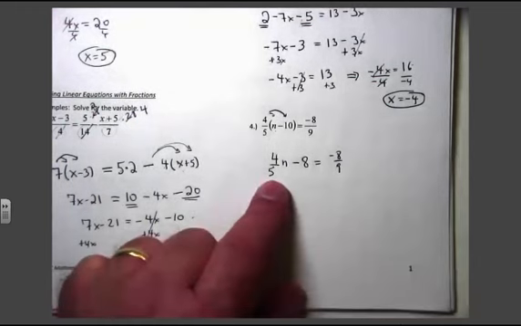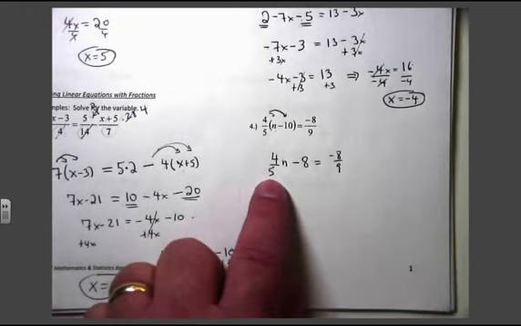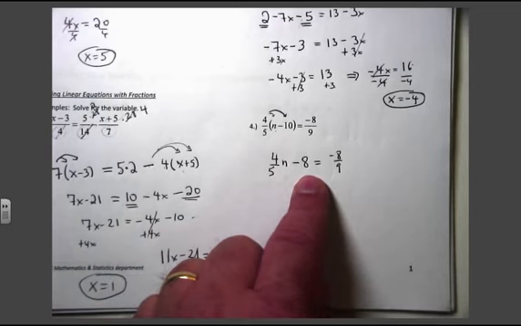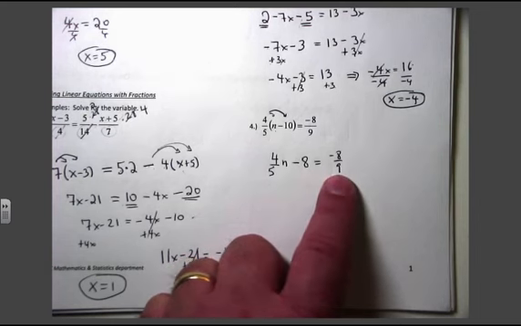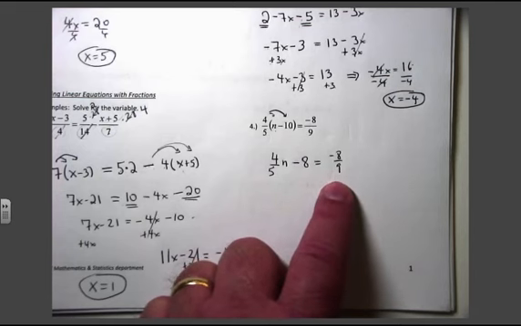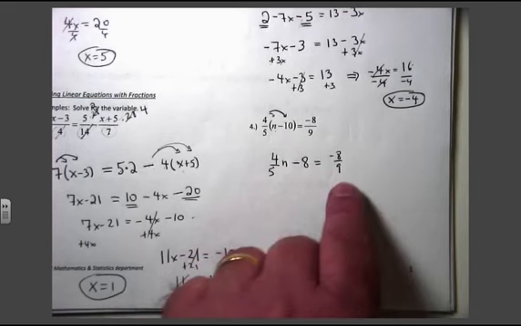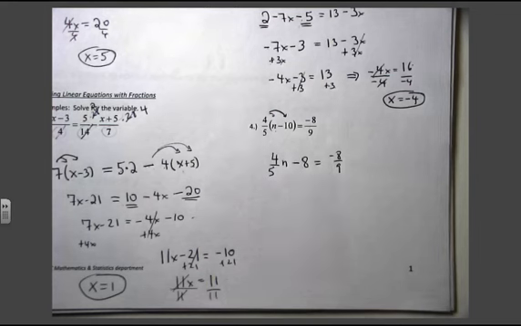Now, I'm going to analyze the denominators. What's the denominator on the 4/5 n? 5. What's the denominator on the 8? Understood to be 1. It's still a fraction. And what's the denominator on the negative 8/9? The 9. Look at your denominators. It's 5 and a 9. What is my least common denominator, a bigger number that both these two numbers divide into?